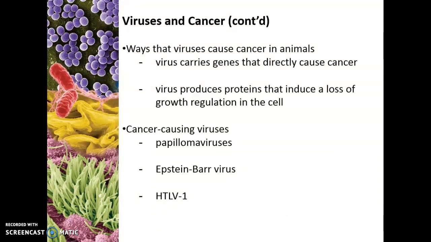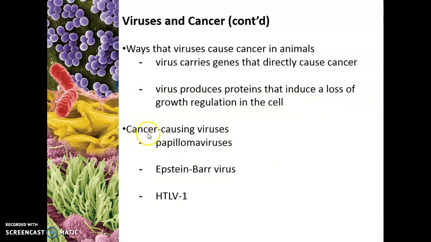Alright, so ways that viruses can cause cancer in animal cells is twofold. Alright, the virus can actually carry genes that directly cause cancer. This is going to be an oncogene. Or the virus itself produces or allows for the production of proteins that induce the loss of growth regulation. So a virus infects a host cell and it carries with it genes, and those genes are going to downregulate or inhibit the cell to act normal.